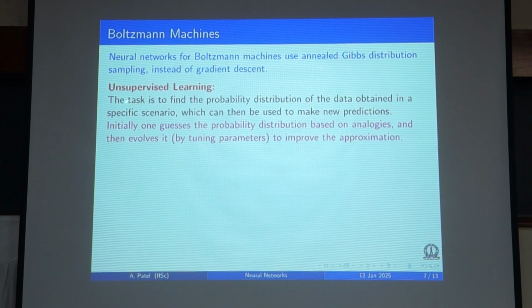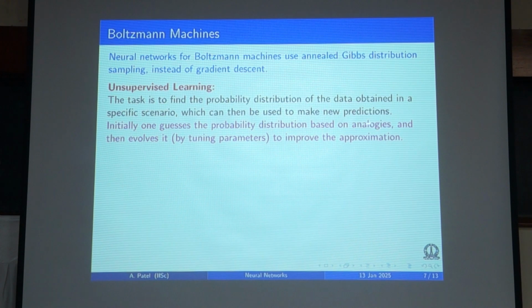Where is this Boltzmann machine definition useful? It is useful in studying what is now called unsupervised learning, where the task is to find the probability distribution of the data obtained in some specific scenario, some experiment, some observations, and then model that distribution to make new predictions. So if you know the distribution, you can calculate the expectation value of some observable, and that can be used somewhere else. So how does it construct a probability distribution? That is the task of the Boltzmann machine.